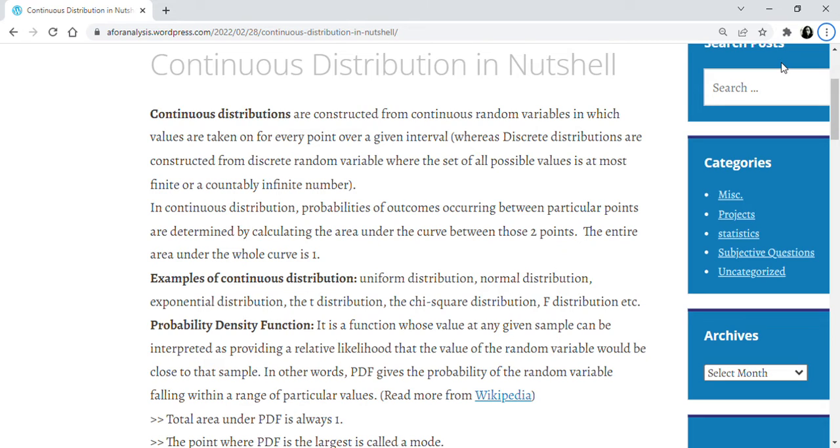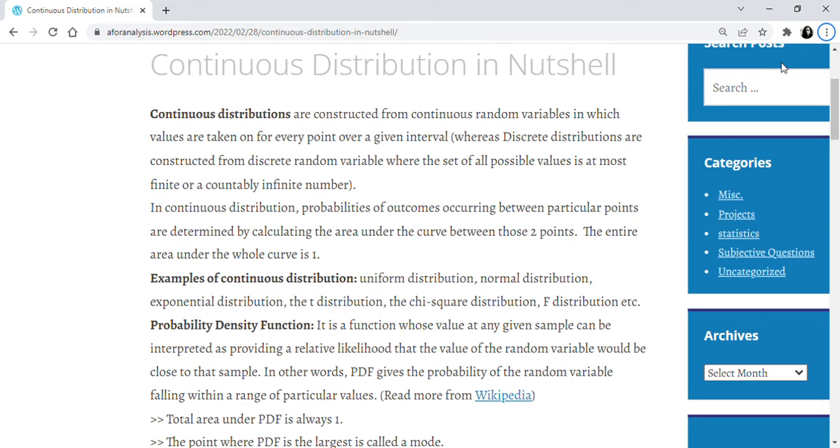Continuous random variables are those random variables whose values are taken on for every point over a given interval. In a continuous distribution, probabilities of outcomes occurring between particular points are determined by calculating the area under the curve between 2 points. The entire area under the curve is 1.